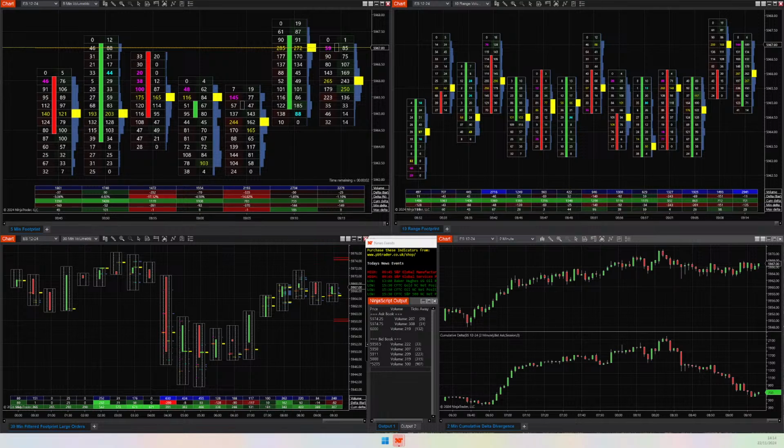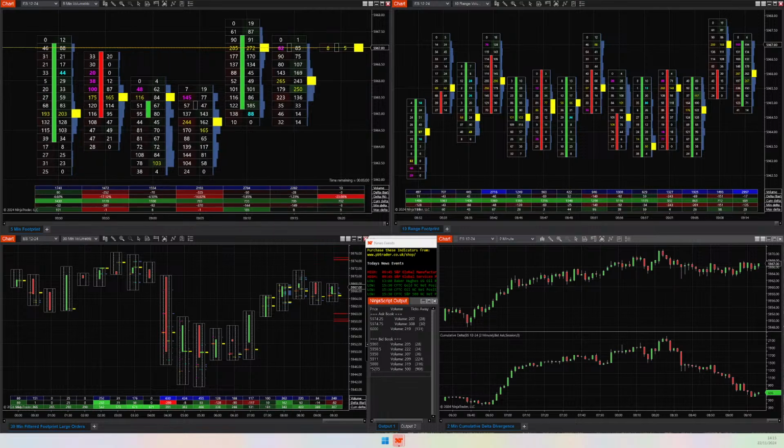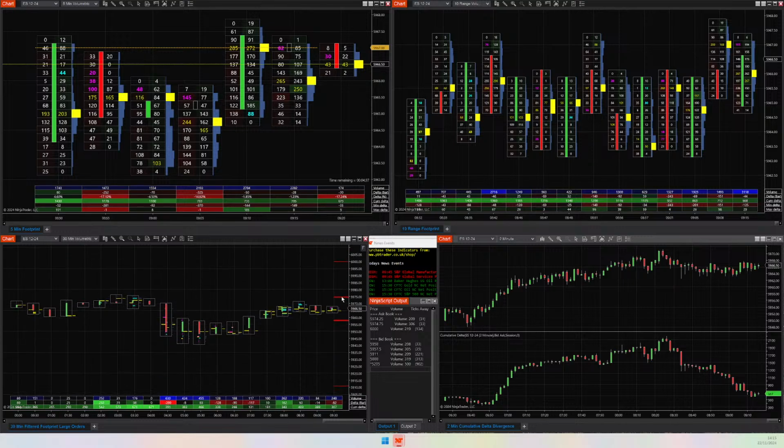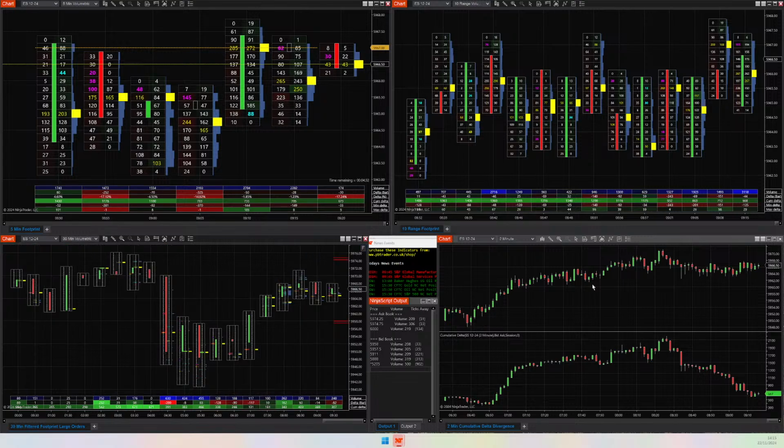Let's move back down. There's obviously nothing else really to see. You can see the 5-minute, 10 range footprint charts are just all over the place. The only thing of interest is the cumulative delta divergence, looking at this bottom corner, and there's no major volume. At 6,000 you can expect there to be some volume sitting, but not much. So again, we won't know this until the market opens.